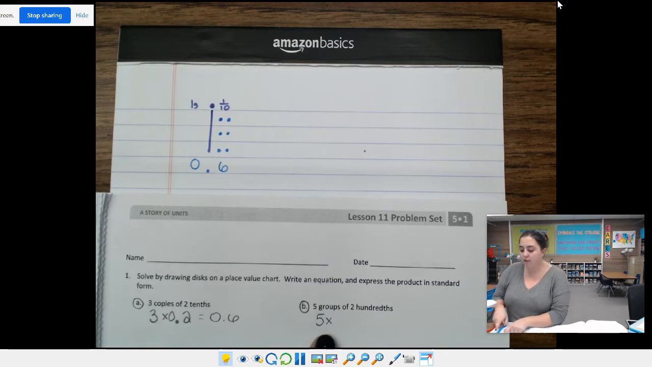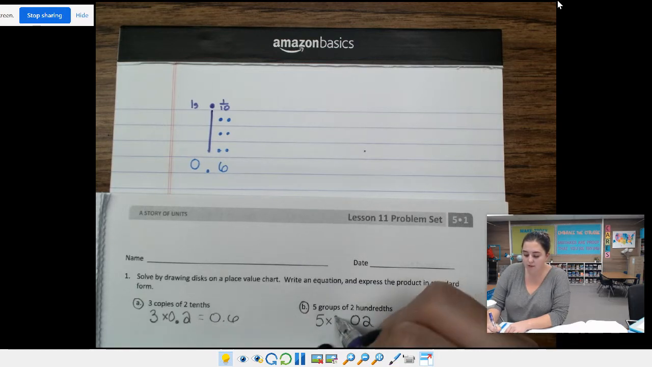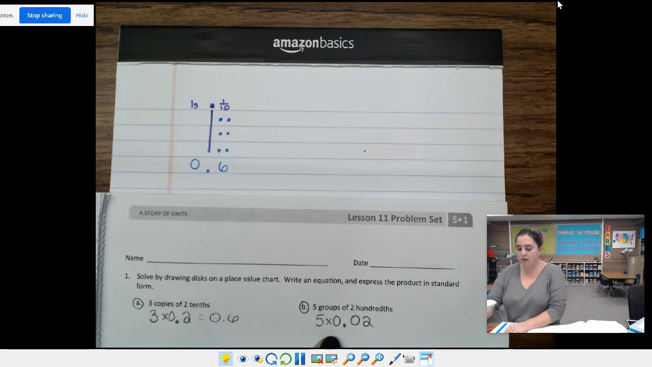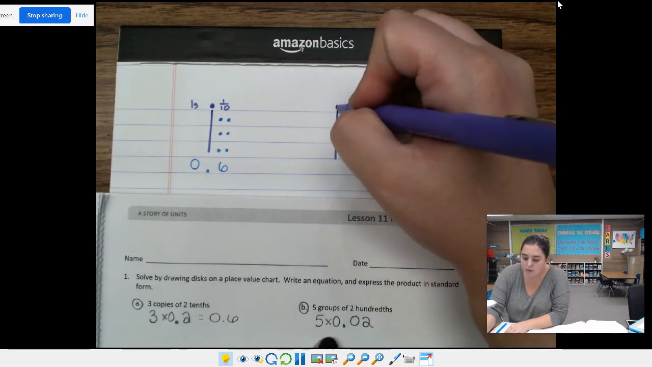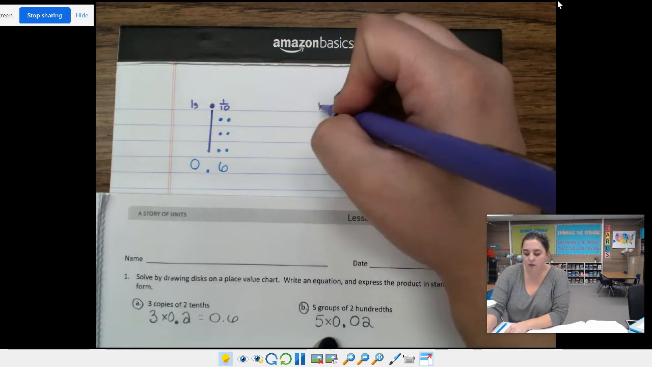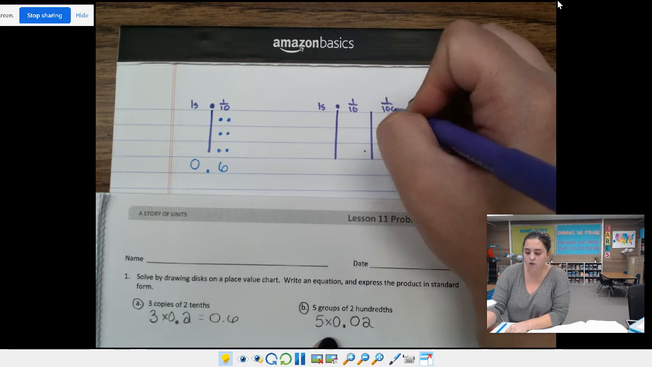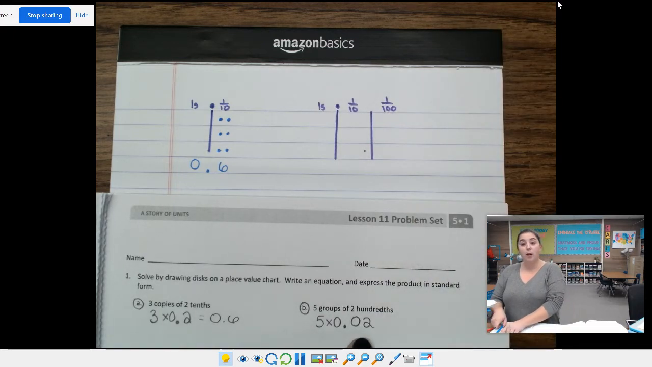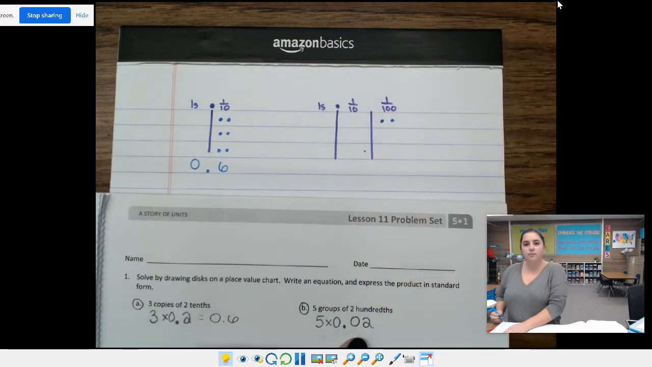B, I have 5 groups of 2 hundredths, which would be decimal 0, 2. And if you want, you can have a 0 in the front. When I'm solving this, if this is where my decimal is, I'd have the ones over here, the tenths, and the hundredths. So the number I'm working with is 2 hundredths. So I'm going to put 2 dots in the hundredths.